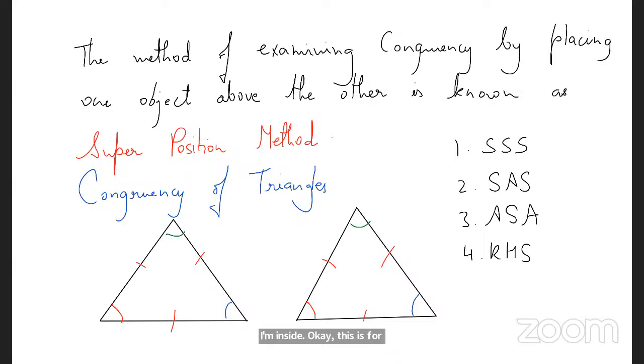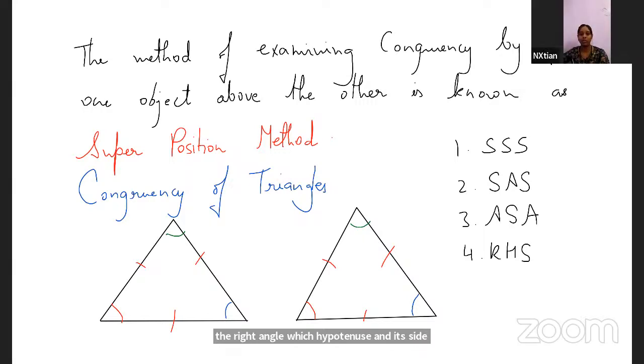In SSS, we check all the three sides. Then side, angle, side: we check a side, then an angle, then a side. Angle, side, angle: we check an angle, a side, then an angle. In RHS, we check the right angle, the hypotenuse, and a side. I'm going to do all four of these in detail with you in the next class, because it's time. We'll try out some examples from all the four properties.